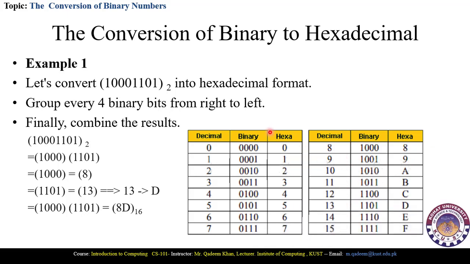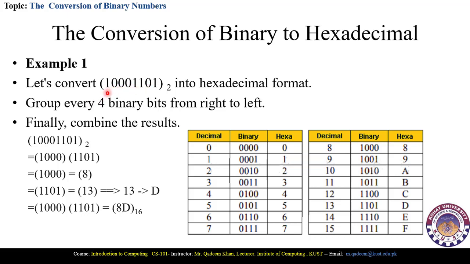Now, you should have this table in your mind. Binary numbers are not required here. For example, you should know the decimal numbers 1, 2, 3, 4, 5, 6, 7, 8, 9, 10, 11, 12, 13, 14, 15. But after 9, there will be A, B, C, D, E, F here. So these are the examples. Let us convert this binary number, 10001101, having base 2, into hexadecimal format.